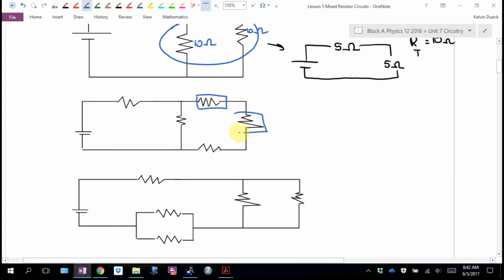These three are in series. I could combine those as one by adding them up. Once I did that, I would now have this combined resistor and this combined resistor in parallel. And I could go 1 over this thing plus 1 over that. Once I had that, I could add it to that and get total resistance.